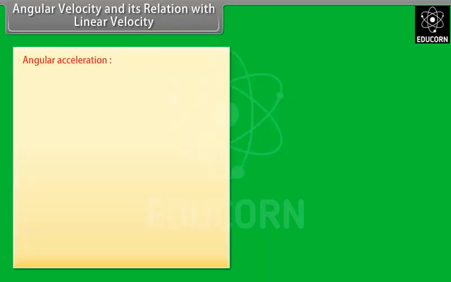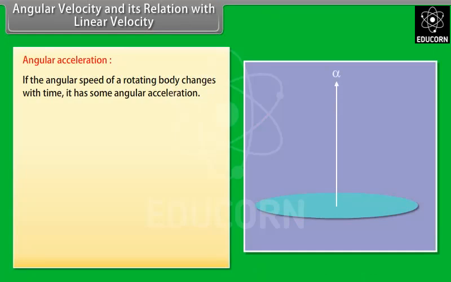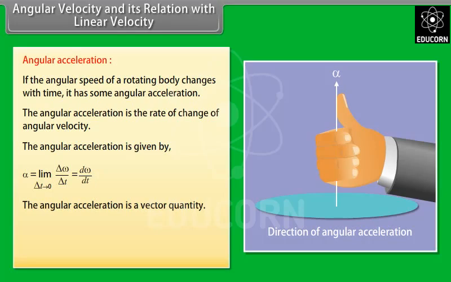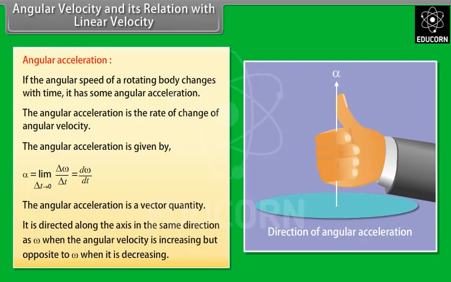Angular acceleration. If the angular speed of a rotating body changes with time, it has some angular acceleration. The angular acceleration is the rate of change of angular velocity. It is given by alpha, which is equal to limit delta t tends to 0 of delta omega upon delta t, which is equal to d omega by dt. The angular acceleration is a vector quantity. It is directed along the axis in the same direction as omega when the angular velocity is increasing, but opposite to omega when it is decreasing.